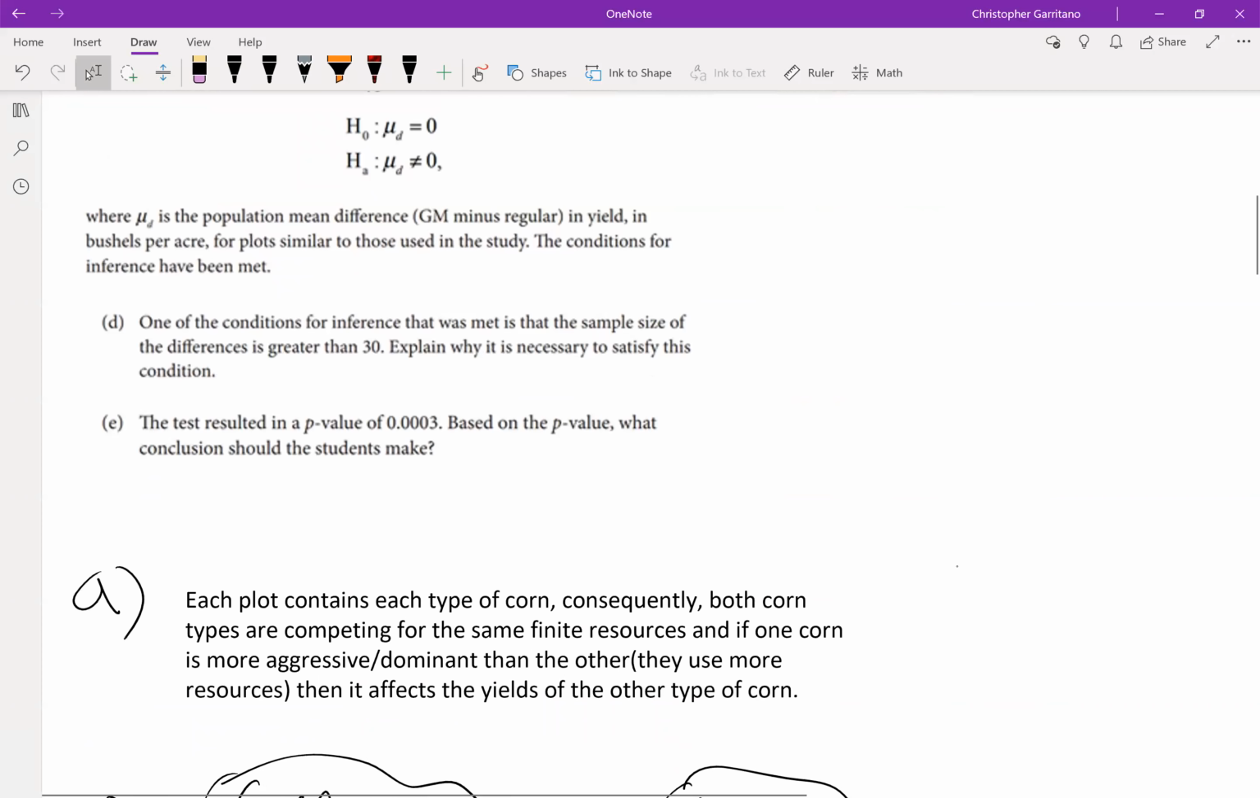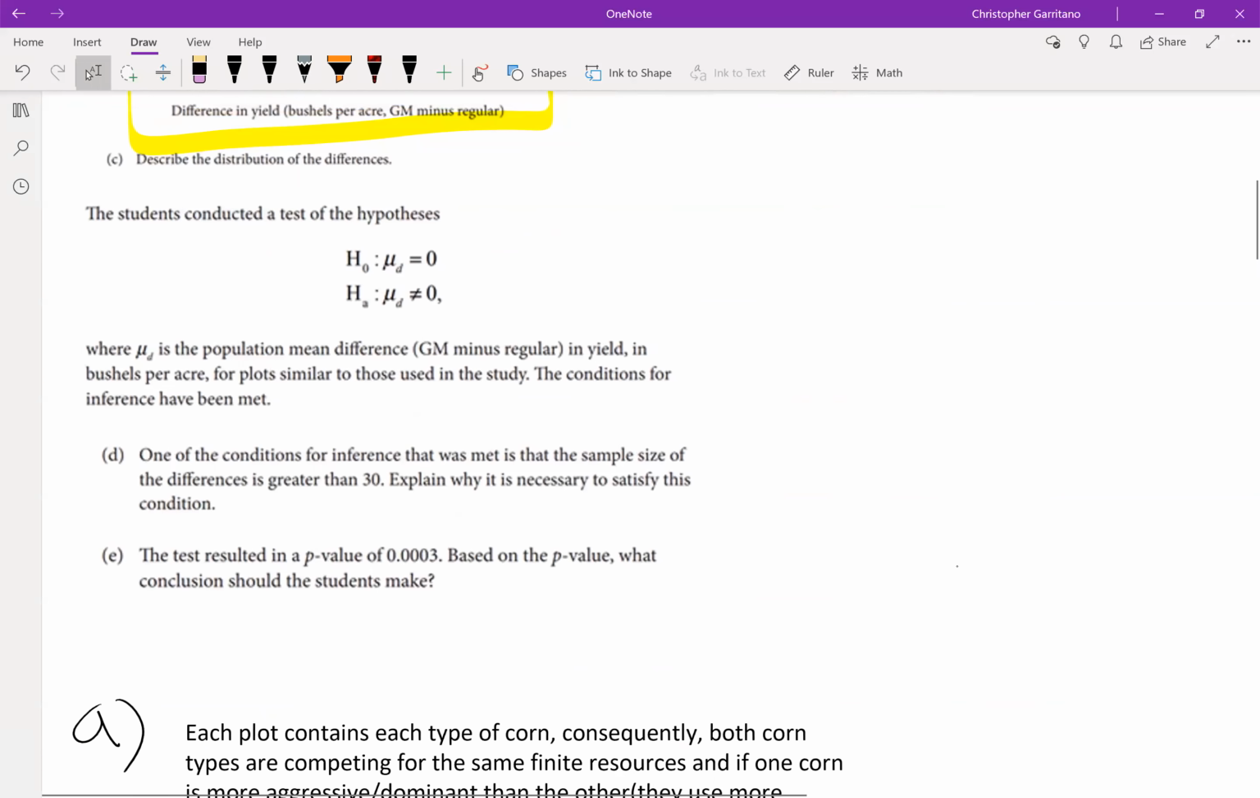Part D, one of the conditions for inference that was met is that the sample size of differences is greater than 30. Explain why it's necessary to satisfy this condition. So part D, and you now go on to this hypothesis test situation. These are the two hypotheses. Hopefully you see that this is a matched pairs t-test situation.